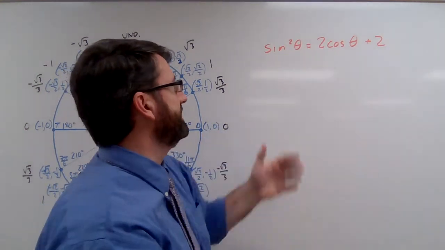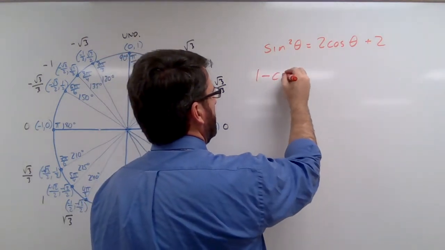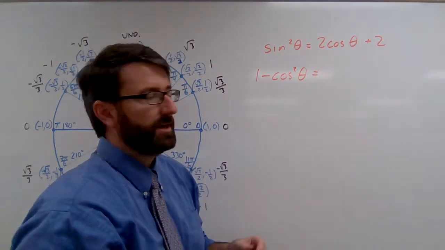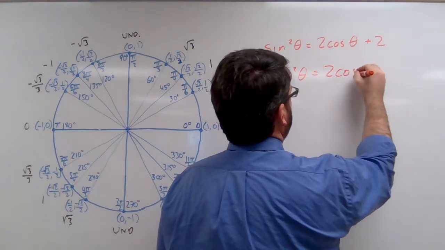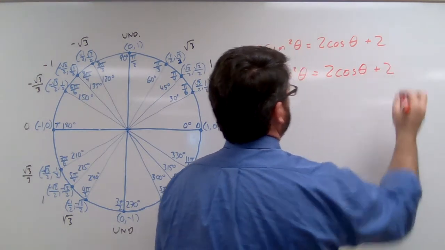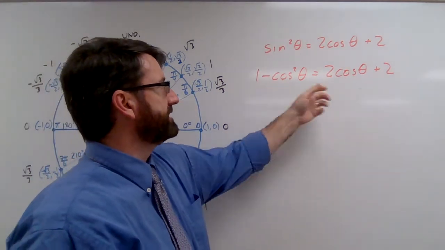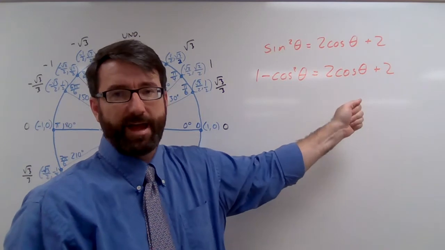So it's really easy to replace this sine squared with something that only has cosine in it. So we have 1 minus cosine squared equals 2 times cosine theta plus 2. And now we have a cosine squared and a cosine. That tells us that we're going to need to factor this.